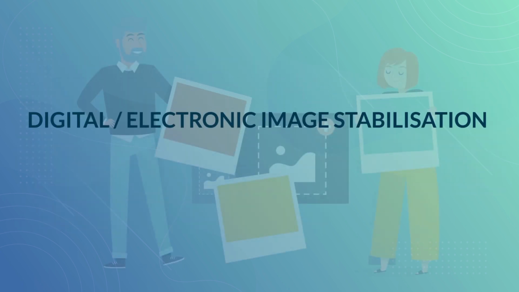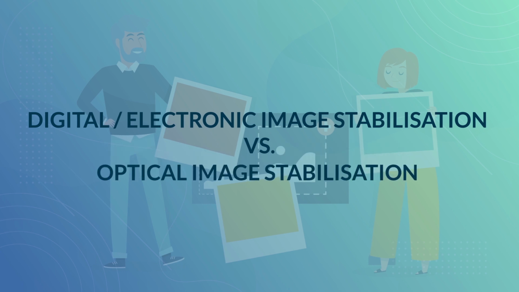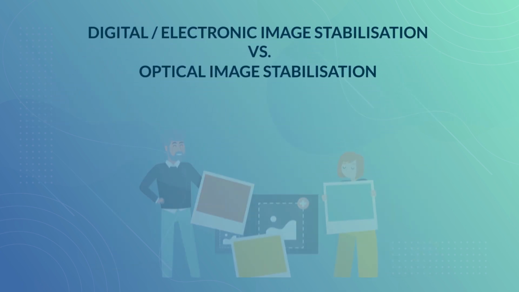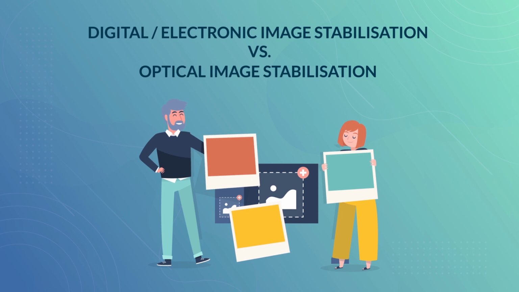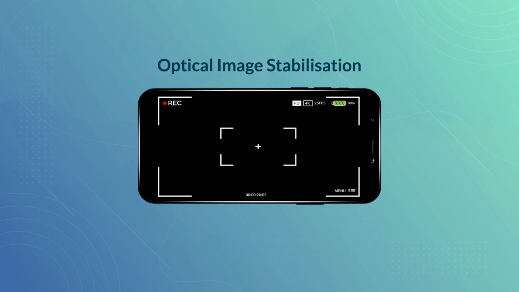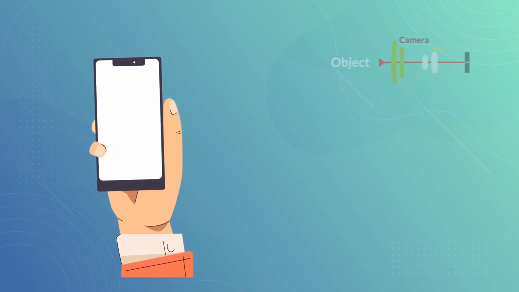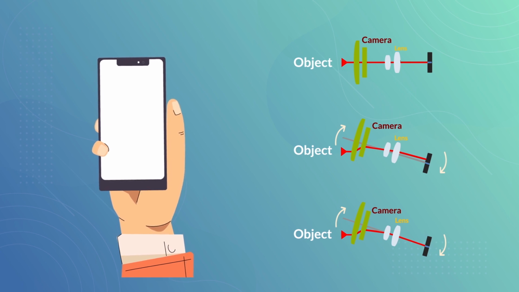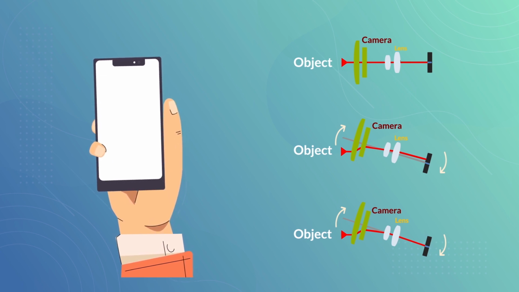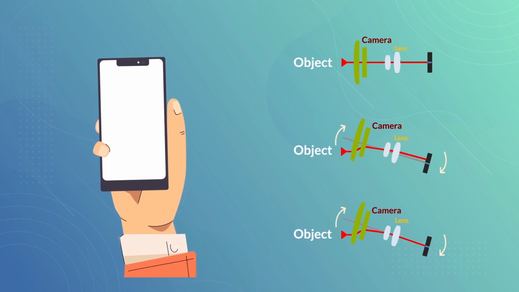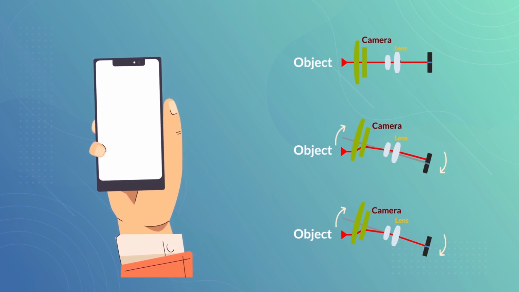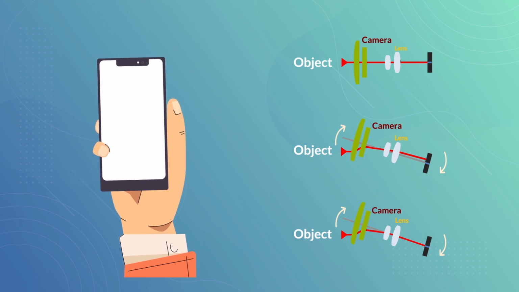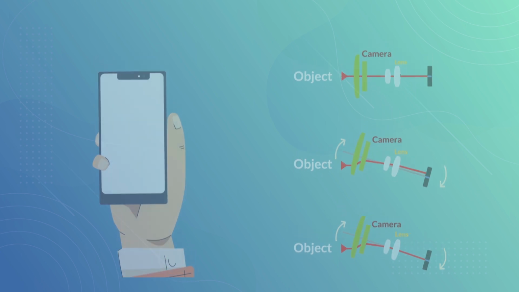Digital/electronic image stabilization versus optical image stabilization. Several phones, including the latest iPhones and Samsung's Galaxy phones, now include optical image stabilization. What does this imply? It's when the camera utilizes data from the phone's gyroscope and accelerometer to accurately shift the camera's optics to correct for phone movement. So, if your hand shakes slightly or you walk while shooting, the phone can compute and adjust for that movement.